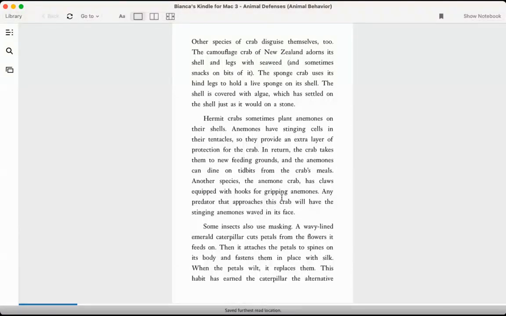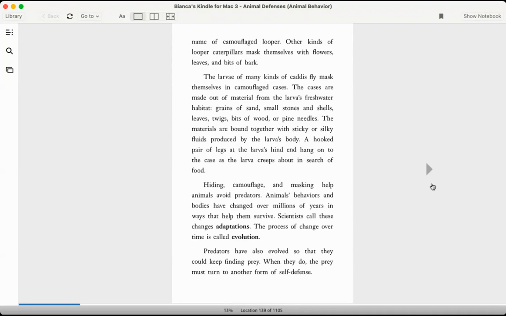What was I? Any predator that approaches this crab will have the stinging anemones waved in its face. Some insects also use masking. A wavy-lined emerald caterpillar cuts petals from the flowers it feeds on. Then it attaches the petals to spines on its body and fastens them in place with silk. When the petals wilt, it replaces them. This habit has earned the caterpillar the alternative name of camouflage looper. Other kinds of looper caterpillars mask themselves with flowers, leaves, and bits of bark.